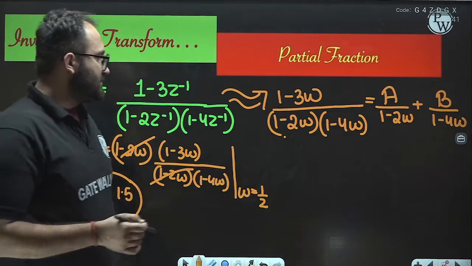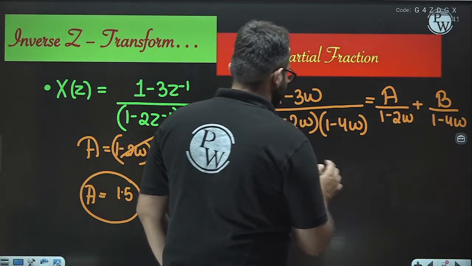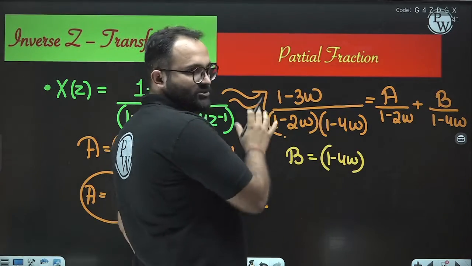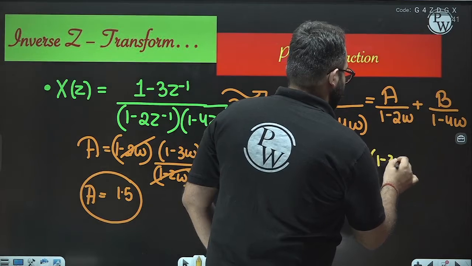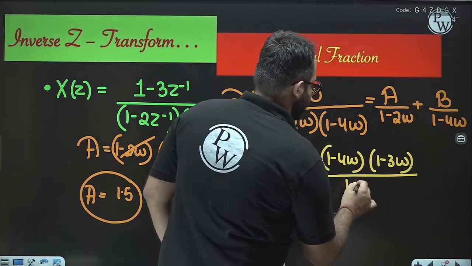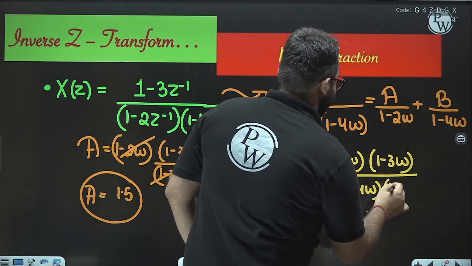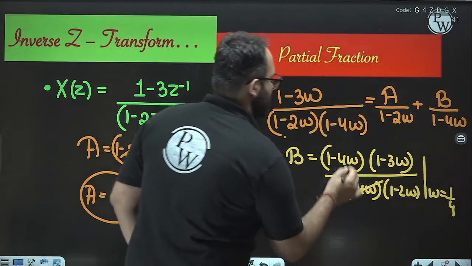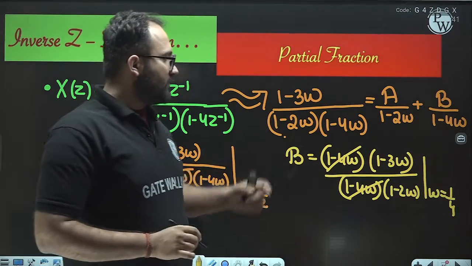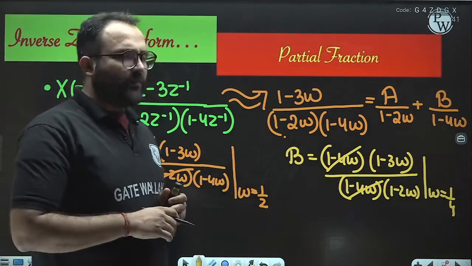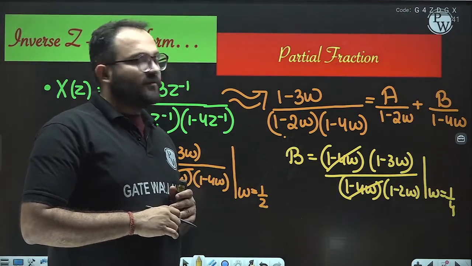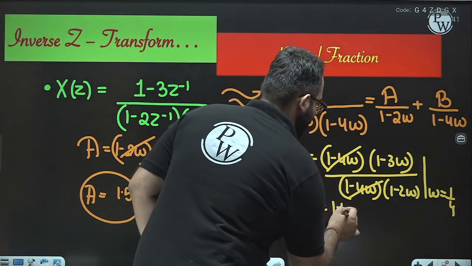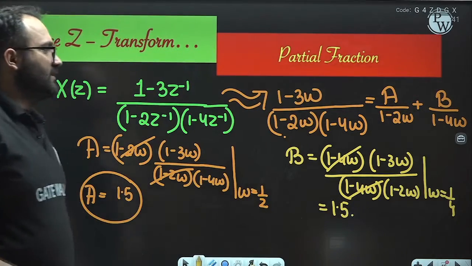In exactly similar manner we can find b also. b is equal to 1 minus 4w multiplied by this function. Then this will cancel out. If we put w equal to 1 by 4, we get 1 minus 3 by 4, that is 0.25, over 1 minus 1 by 2, that is 0.5. So that is also 1.5. I hope all of you are able to get this. Great.